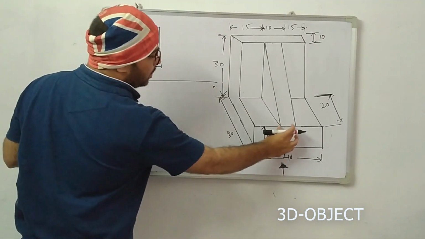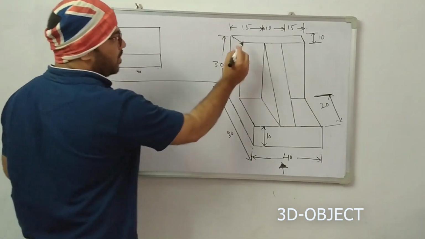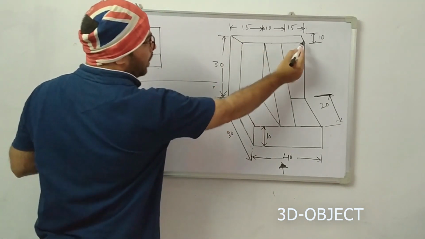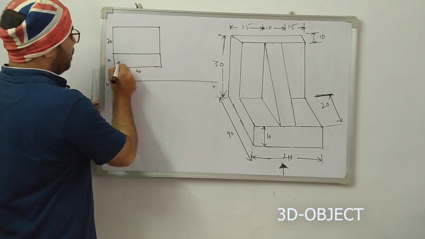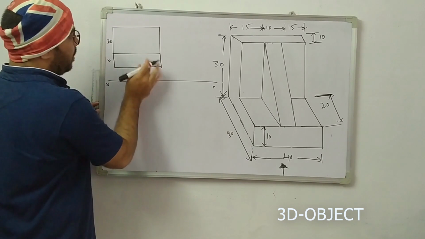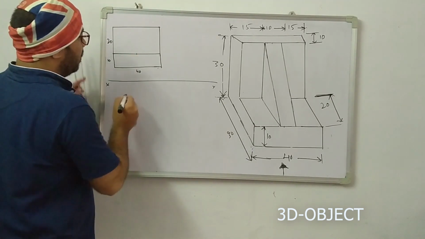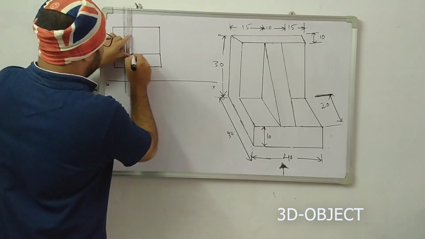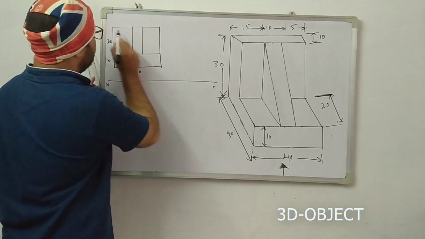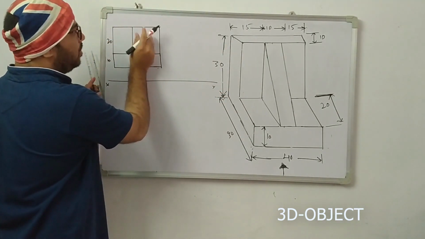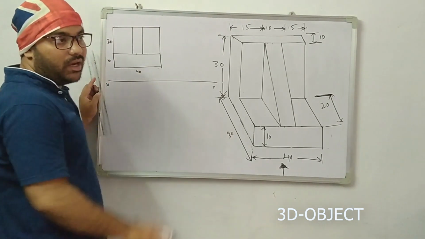Now what is this distance? From here to here it is 15 and here to here it is 15, and the midway one is 10 mm. The total length is 40. At the midpoint at 20, take 5 mm here and 5 mm here and draw the two horizontal lines. Or simply take 15 here and 15 here, and you will get the 10 mm distance. Now we have completed the front view portion.